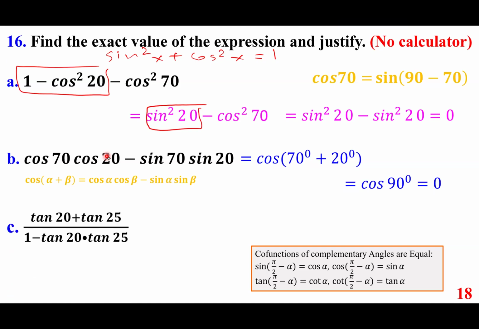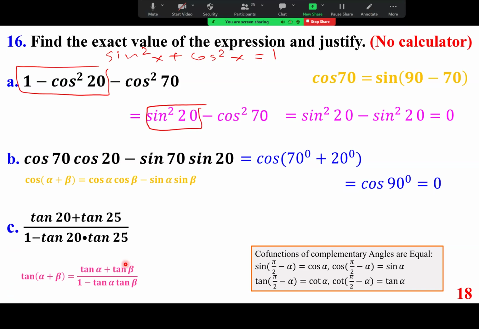Tan of 20 plus tan of 25 over 1 minus tan of 20 times tan of 25. I hope you recognize this as tan of alpha plus beta, because tan alpha plus tan beta over 1 minus tan alpha tan beta. So this is tan of 20 plus 25. That makes the tan of 45, which is a common angle and therefore 1.